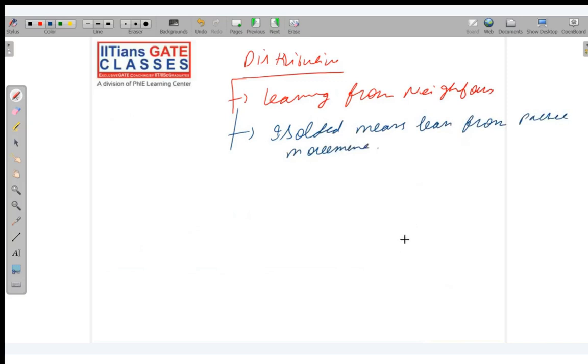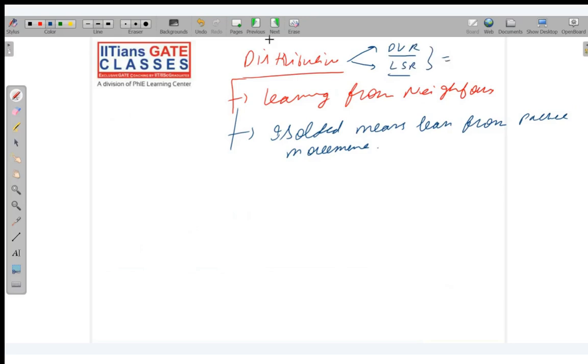So in distributed, we have two types. Rather, there are many approaches, but two are very famous. One is DVR and one is LSR: distance vector routing and link state routing. That's what we have to study for the GATE exam properly. We will study these two properly. So this is all about distributed.